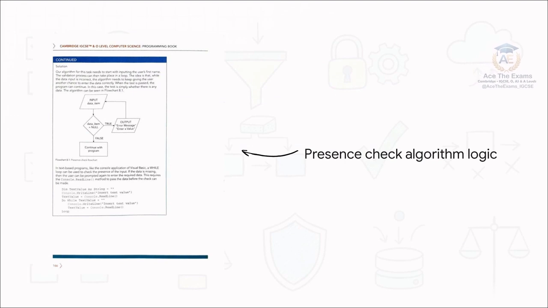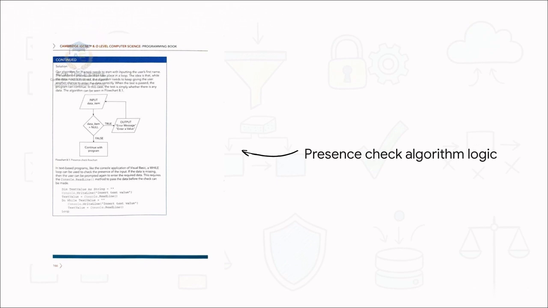Here is a flowchart for a simple presence check. Notice the loop here. That's the key. Our algorithm starts by inputting the user's first name. The validation process then takes place entirely inside a loop. The core idea is that while the data input is incorrect, the algorithm refuses to move on and keeps giving the user another chance. It checks, is the data item equal to null or is it empty? If that's true, it outputs an error message and loops right back to ask again.